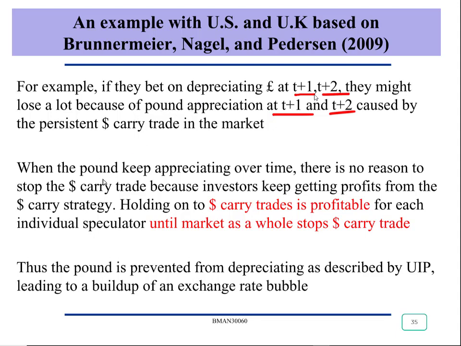When the pound keeps appreciating over time, there is no reason to stop the dollar carry trade, because investors, by following market movement, will keep getting profit from the dollar carry trade strategy. So holding on to dollar carry trade strategy is profitable for each individual speculator, including smart investors, until the market as a whole stops dollar carry trade, when the bubble collapses. Thus, the pound is prevented from depreciating as described by UIP, leading to a build-up of exchange rate bubble.